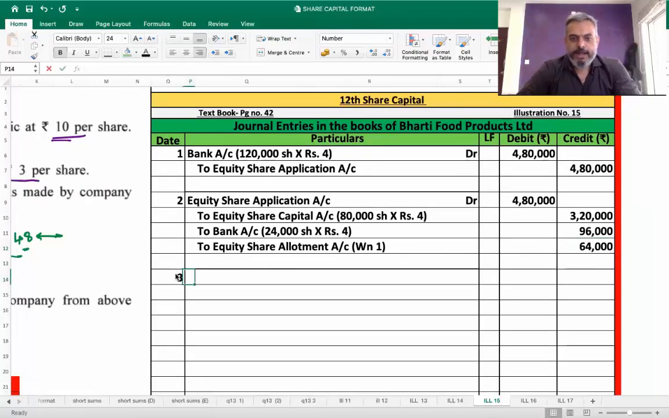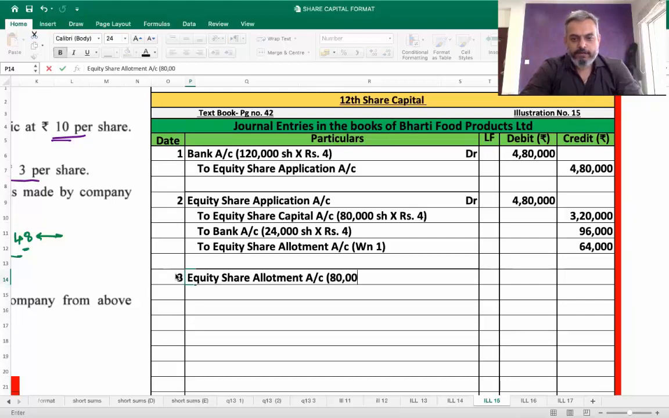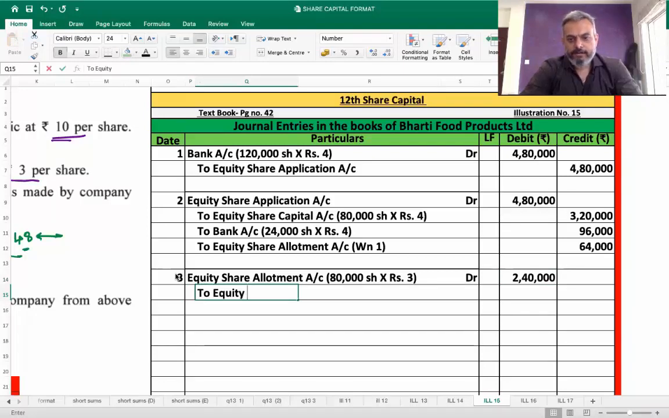Now, third entry, we call the allotment money. Equity share allotment account, 80,000 shares into rupees 3, 2,40,000, to equity share capital account, 2,40,000.